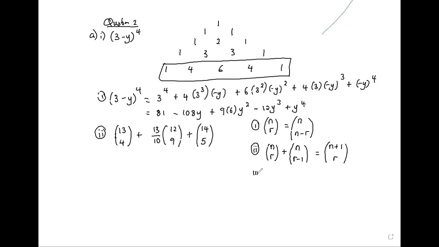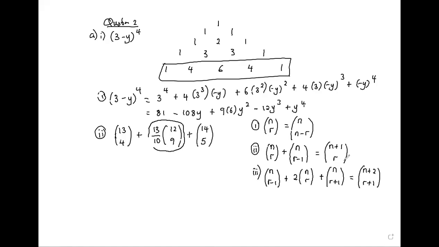And the third one is if you have nC(r minus 1) plus 2 nCr plus nC(r plus 1), when you add these, you get (n plus 2)C(r plus 1). So out of these three identities, we can use the top two. But before that, we should work out this and write it as a binomial coefficient.